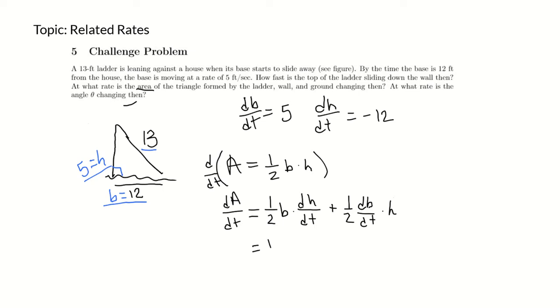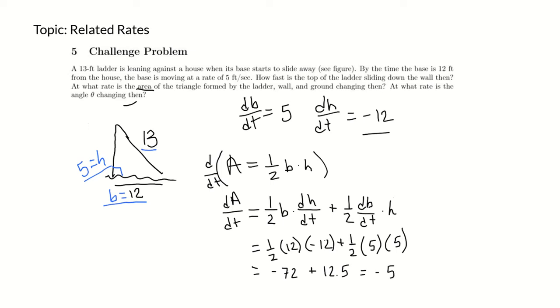Okay, and then let's plug in everything into this formula. So half the base is 12, dh/dt we just found is negative 12, plus 1/2 db/dt we know from the beginning is 5, and the height at this time is also 5. So we end up with half of a negative 144, so negative 72, plus half of 25 is 12.5, and we get negative 59.5.